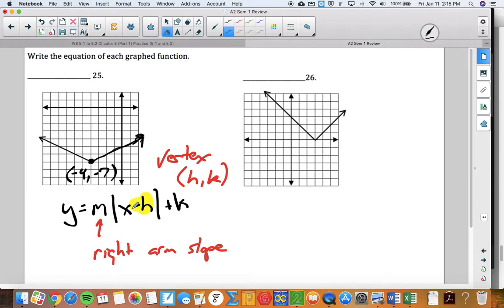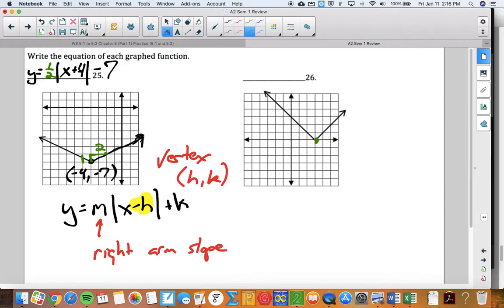So that means I'm going to leave a space here for the slope. We're going to have x, not negative 4, but x plus 4, because it's the opposite of whatever the x vertex actually is. And then outside of that, negative 7. You literally take the y value and put that, including the symbol, outside of it. Now let's find the slope. The slope looks like it's up 1 and right 2. And again, I'm doing the right arm. So it's a positive 1/2, rise over run. And there is our equation of this absolute value function.